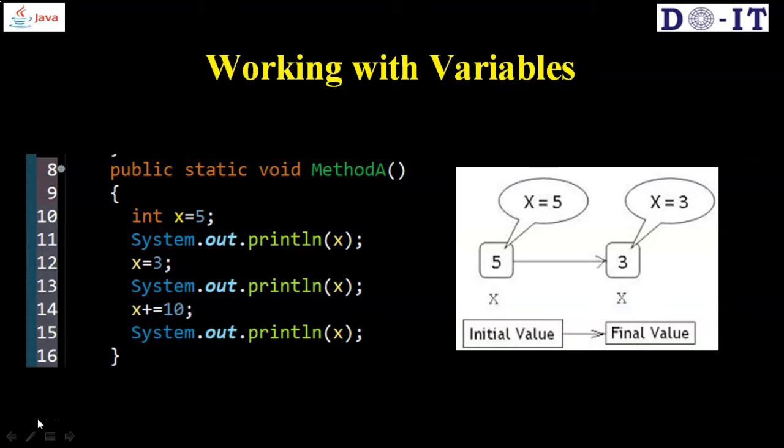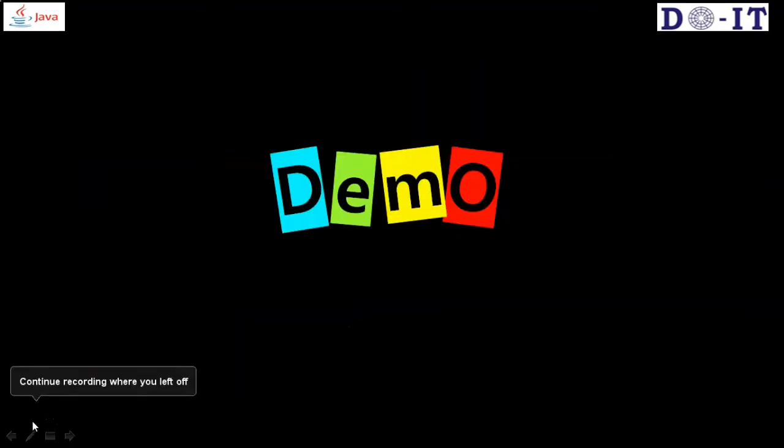Working with variables. Look at this block of code here. We have declared a variable by name x. We have also defined that the variable data type is int. More about data types in the next slide. We are storing a value 5 in the memory location which is named as x. Then we also change the value of x from 5 to 3. The third line, when we try to execute x += 10, we end up incrementing the value in the memory from 3 to 13. Let me demonstrate that piece of code using Eclipse.